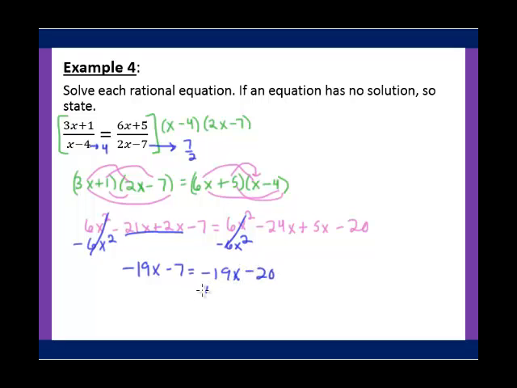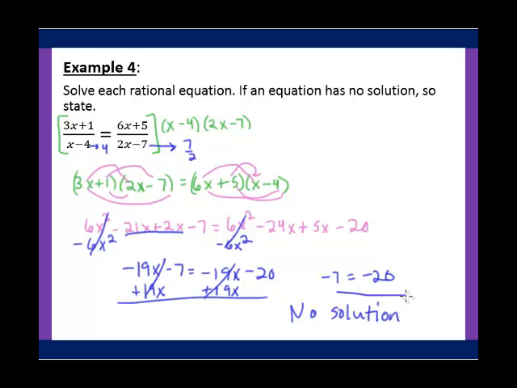Oh, if I try to add 19x to both sides, my variables go away. I'm left with an untrue statement, which means that there's no solution. So that's another way we could end up having no solution: if it works out where our variables cancel out like that.